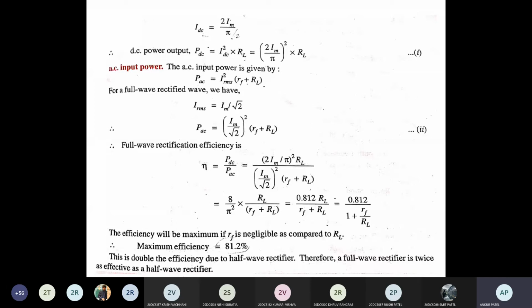Okay, does anyone have any doubt regarding the derivation of the full wave rectifier?